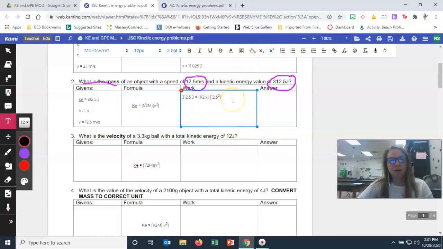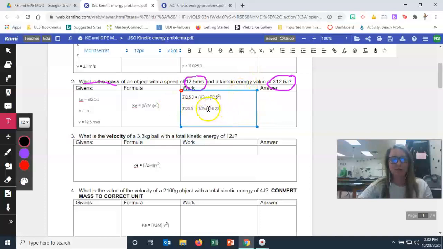Looking at it, we need to simplify what's in our parentheses first. Half of x, we can't do anything with yet because we don't know what x is going to be. But we can simplify this 12.5 squared. So I'm going to rewrite my formula so you can follow along. It equals still 1/2 of x, and we are going to square 12.5. 12.5 times 12.5 is going to give me 156.25. So here's my new equation, and I still want to get x alone.